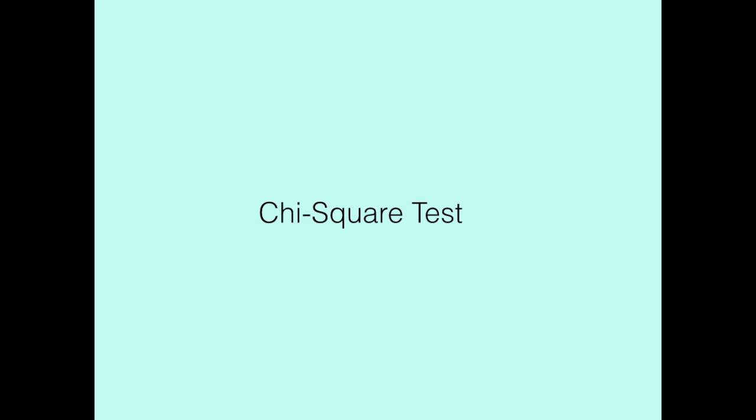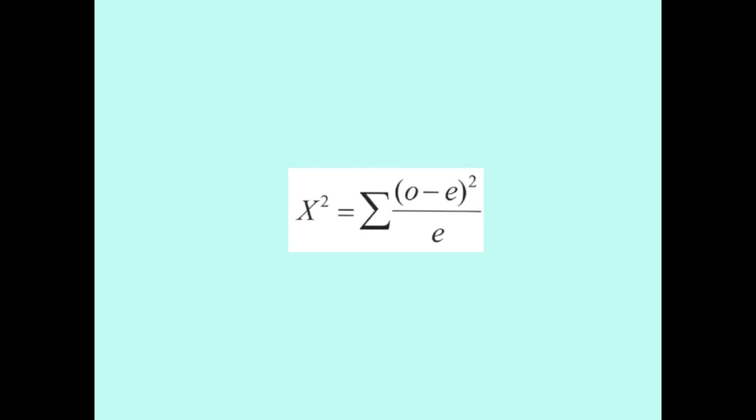Chi-square is a statistical test created by Carl Pearson that is a major math concept in AP biology. It is used to test how well the observed values of an experiment fit the expected values, and the formula is as shown. Now let's look at a practice problem.